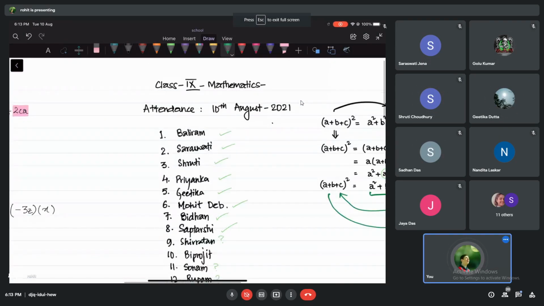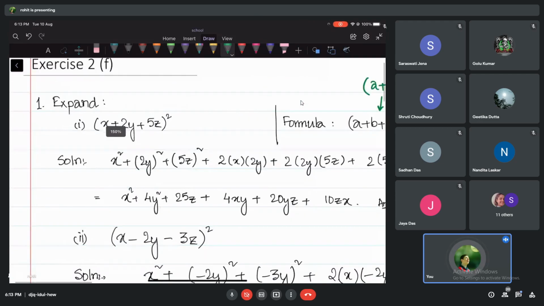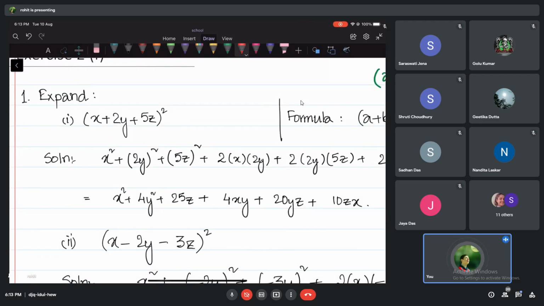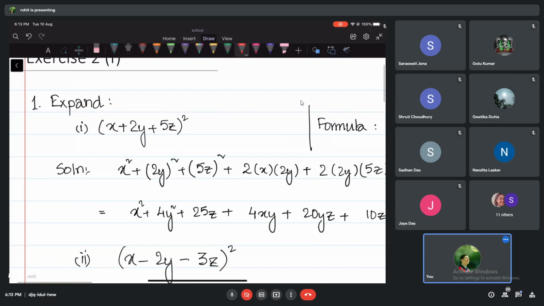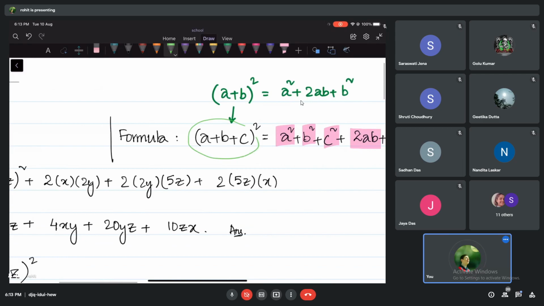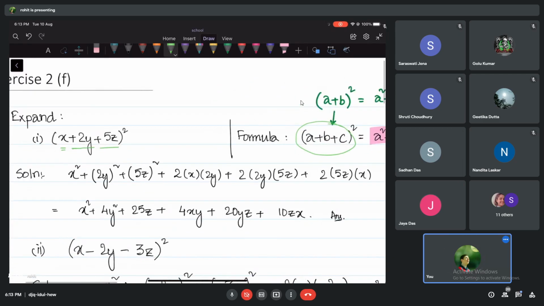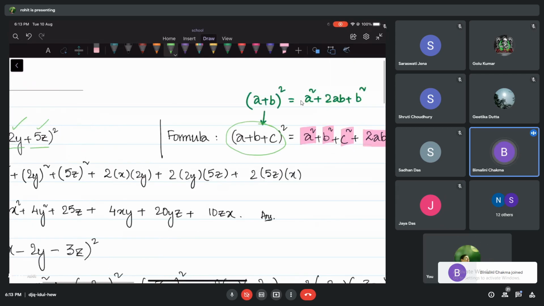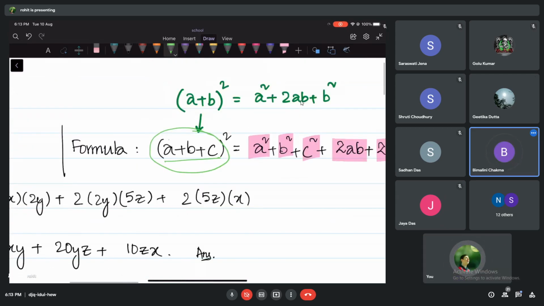Okay, please check. So the question is expand. Let's try to identify, does it look familiar now? The first expansion they have given is x plus twice y plus 5z, whole thing square. Does it look exactly like this or not? First number, second number, third number, whole thing square. This is also the same thing, no? Check. First number, second number, third number, whole thing square.